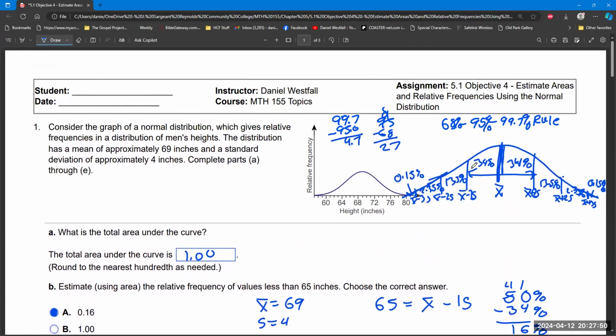But I wanted you to actually have this rule in mind to help you make better guesses. And we're going to talk specifically about this empirical rule, this 68, 95, 99.7 rule, when we come back next time and talk about 5.2 objective 1. So we'll see you for the next video.